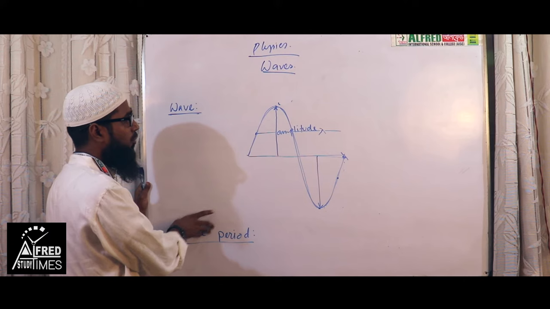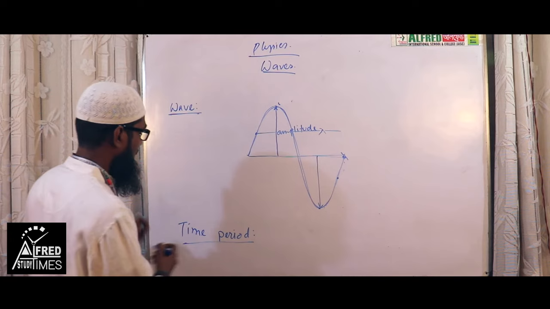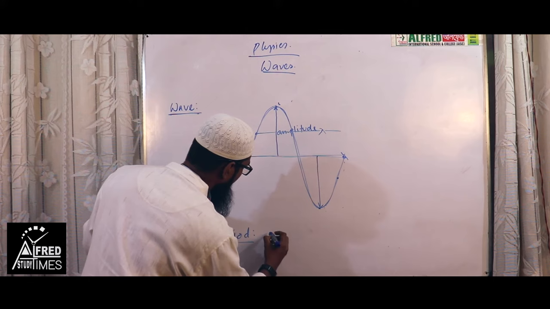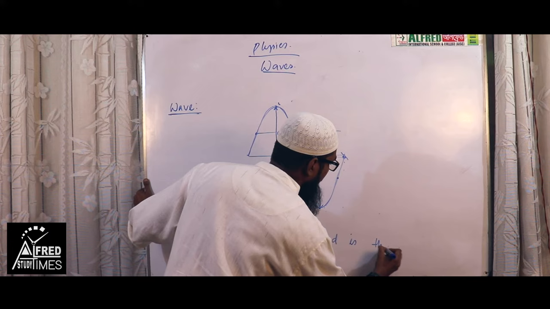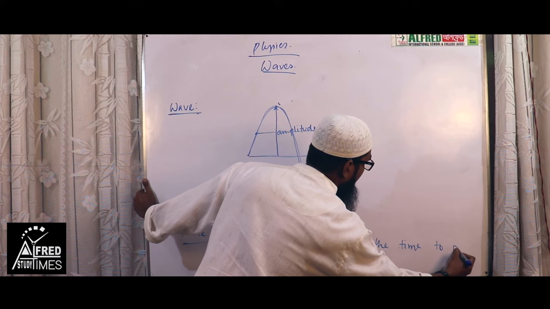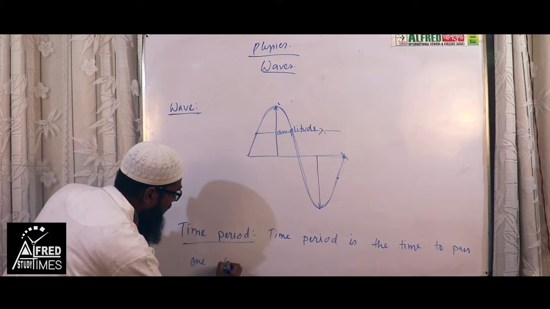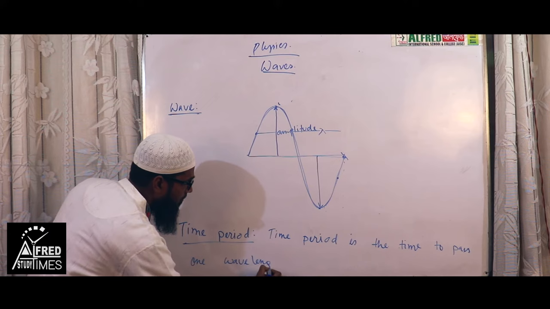Here we can say the definition in this way. Time period is the time to pass one wave. You can say one wavelength also. Somebody says it is from one wavelength to one wavelength.